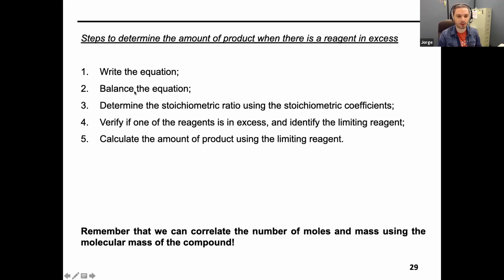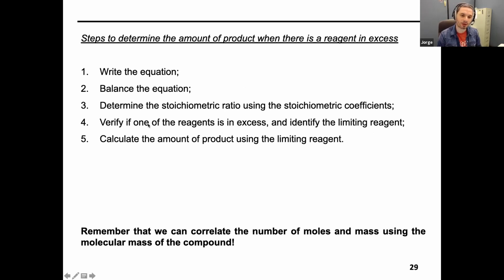Then you are going to determine the stoichiometric ratio using the stoichiometric coefficients. And once you get to this part, the rest is basically simple proportions. Always verify if one of the reagents is in excess, and then identify the limiting reagent. And you're going to calculate the amount of product using the limiting reagent.